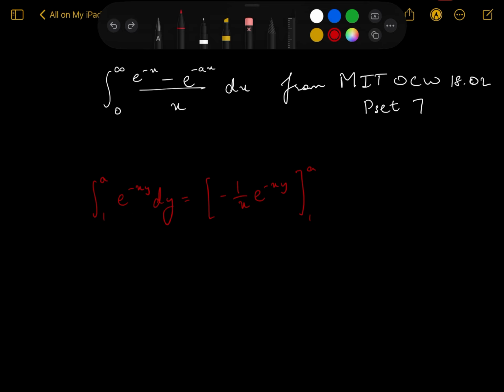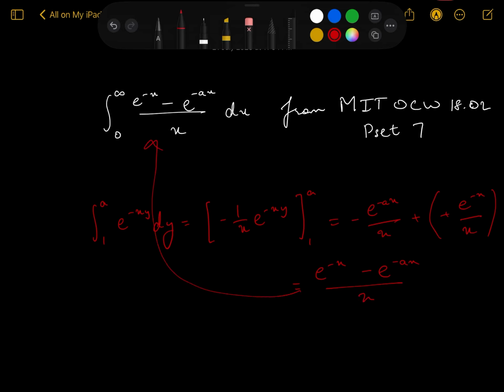this. So that then resolves to minus e to the minus ay by x. Oh, sorry, that's minus e to the minus ax by x minus negative e to the minus x by x. And this then becomes positive, so it is e to the minus x minus e to the minus ax by x. And if you notice, this is the exact expression we have here.